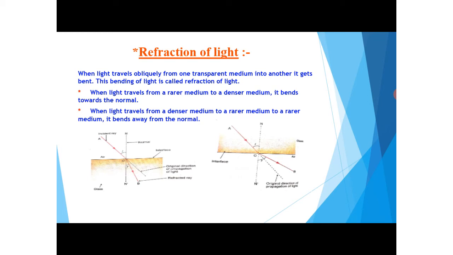Now let us consider the case of refraction through a glass slab. As in these two figures, we are considering a glass slab. In one case the light is going from air to glass, in the other case the light is going from glass to air. What if we combine these two figures? So that is the case for the refraction of light through a rectangular glass slab.